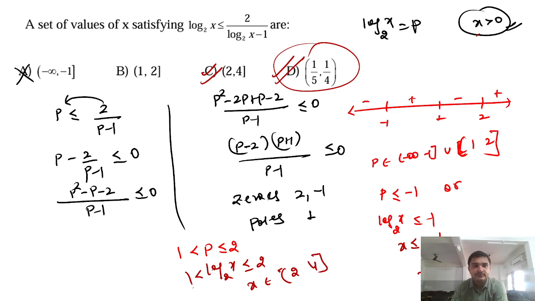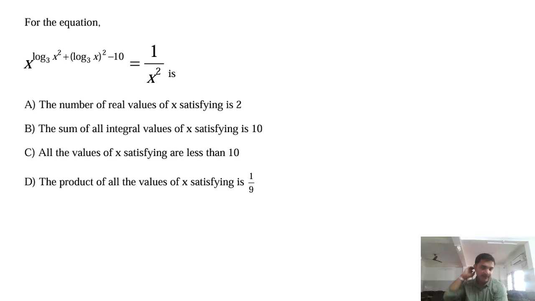Why not A? Because clearly we know x must be greater than 0, then only the logarithm is defined. Otherwise logarithm is not defined. Log is always defined with 3 conditions: x greater than 0, a greater than 0, a not equal to 1. Next question, another question, right? Multi-correct it is also.